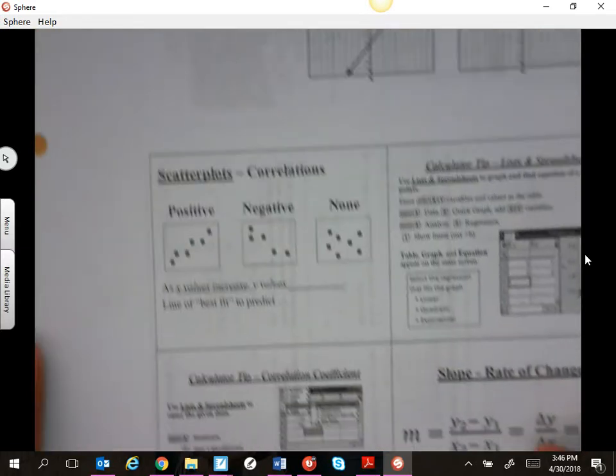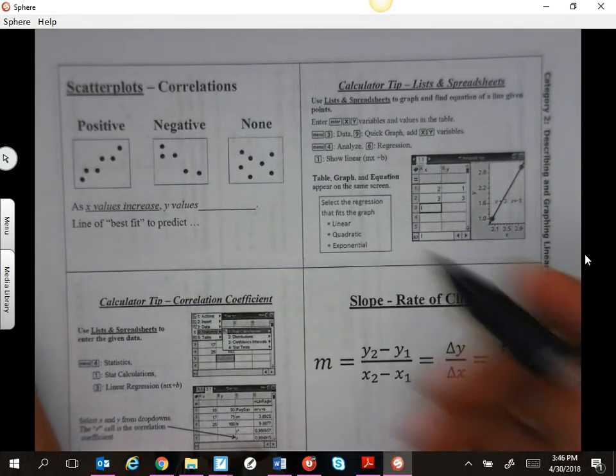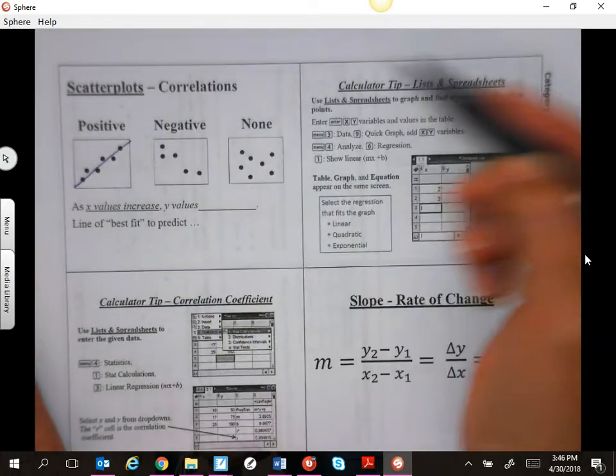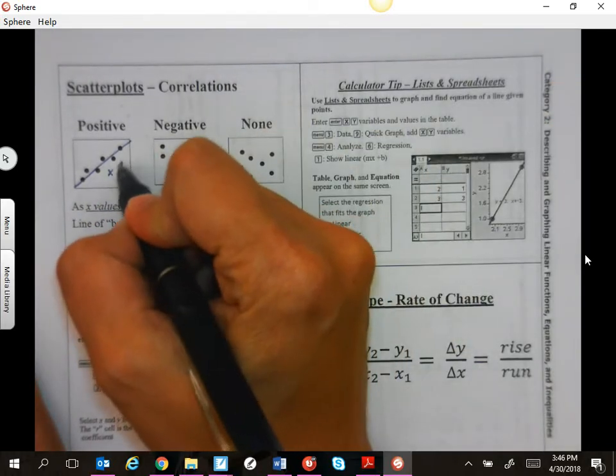There is a number 5 as well. So here we have, this is going to talk about scatter plots. So remember, positive scatter plots go increase. So as X goes up, so does Y.